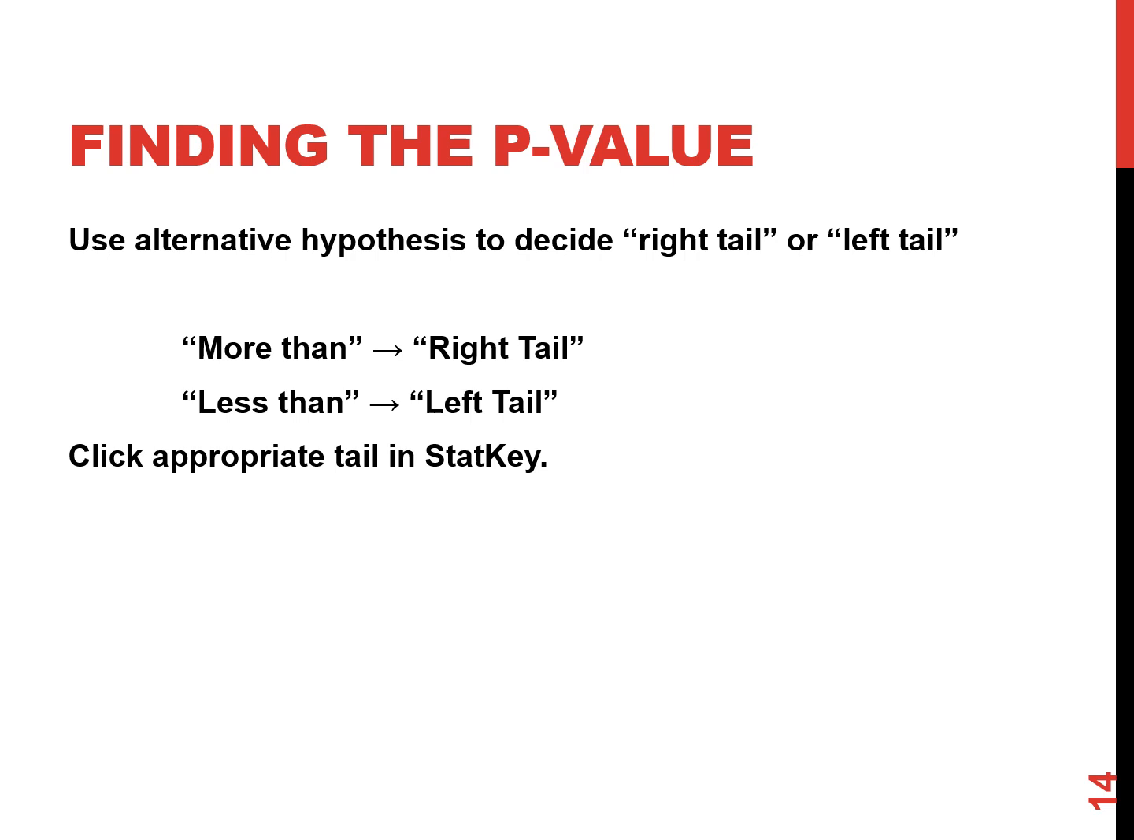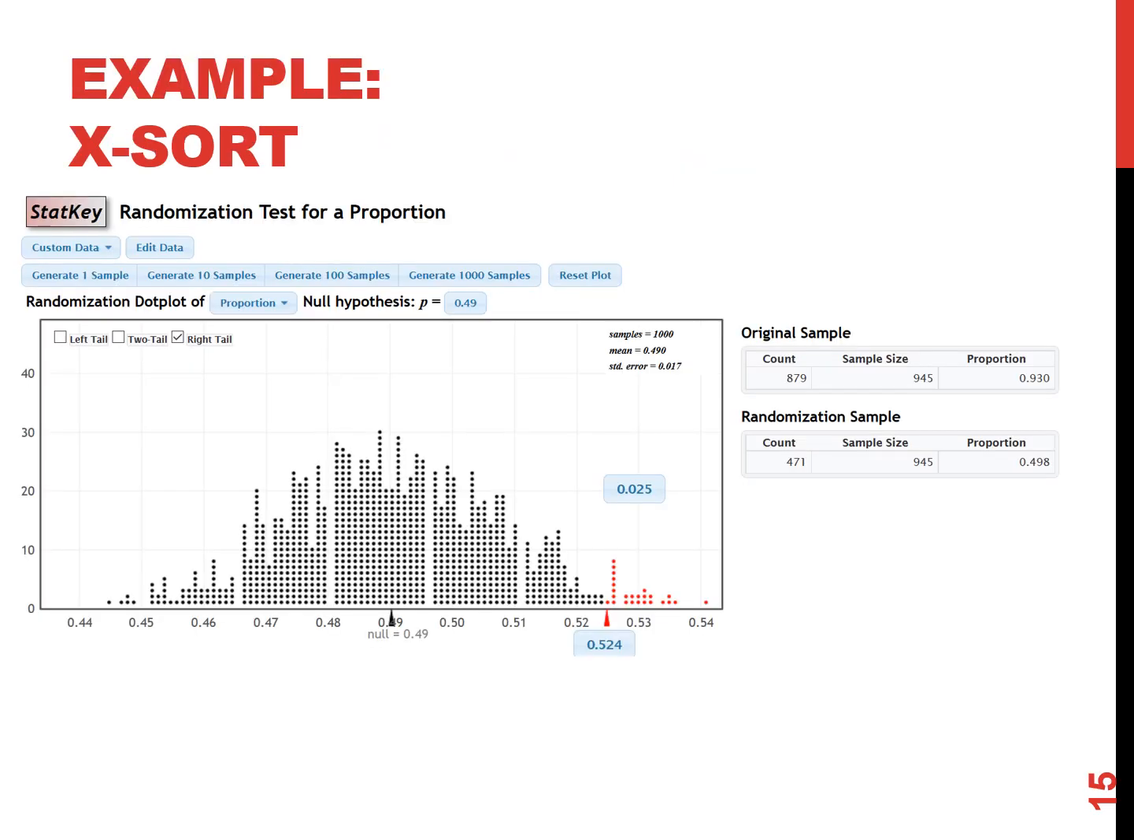So once I've decided which tail I want, I click the appropriate tail and stat key. For the export, that's the right tail. So we click this box here, and it puts a right tail on. Now what it's going to do is automatically put 0.025 in the tail and show us the value that cuts that off. But remember, this is not our p-value.